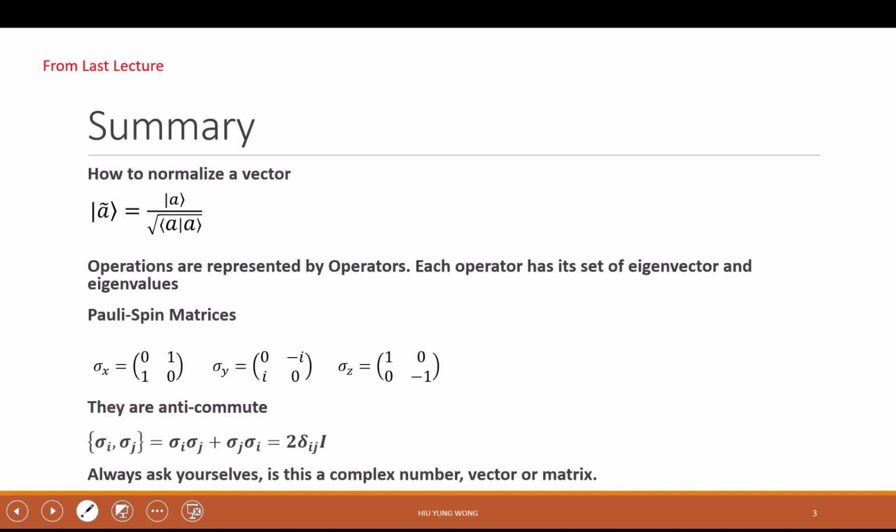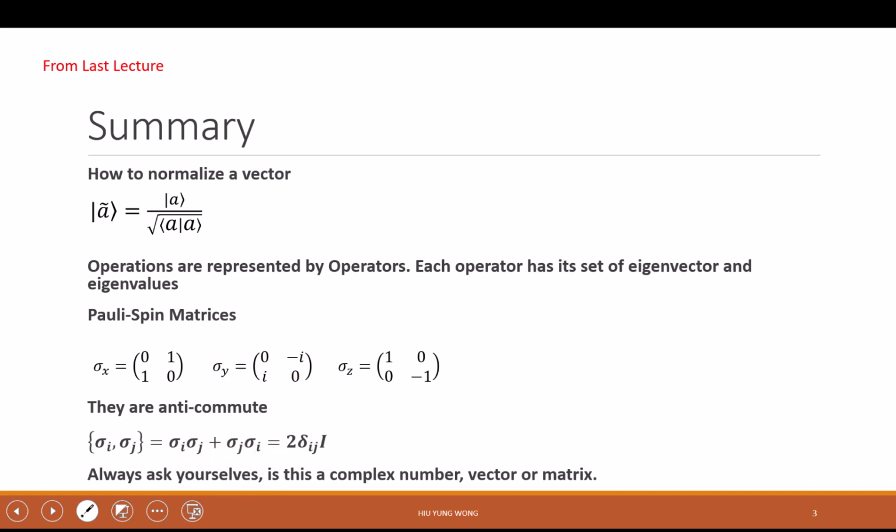So in normal algebra, numbers commute: 2 times 3 equals 3 times 2. So there's nothing special. But now we're talking about matrices. Matrix 1 times matrix 2 is not equal to matrix 2 times matrix 1. And among these Pauli matrices, they obey this law.